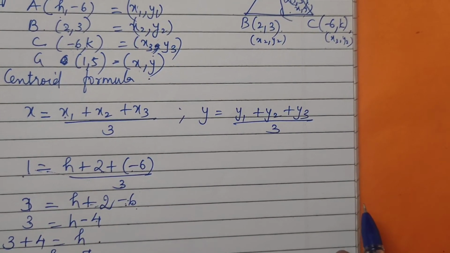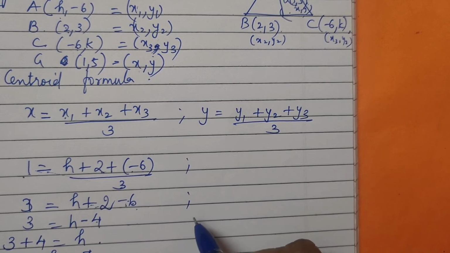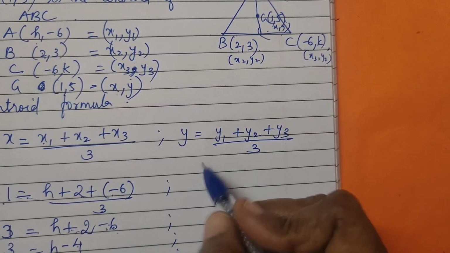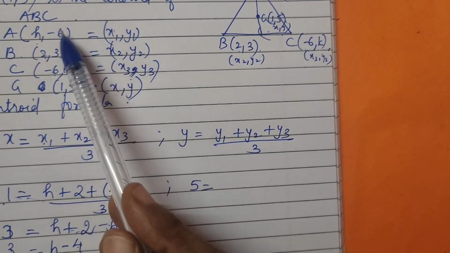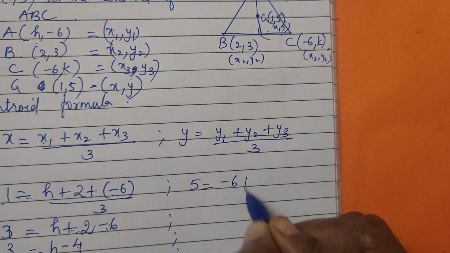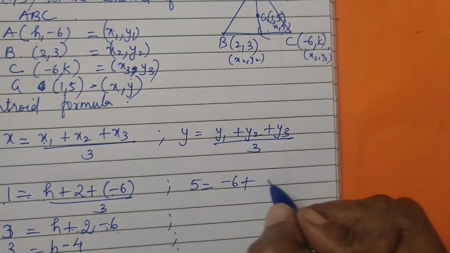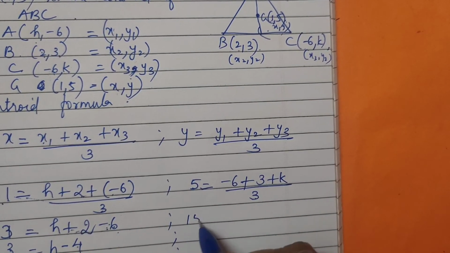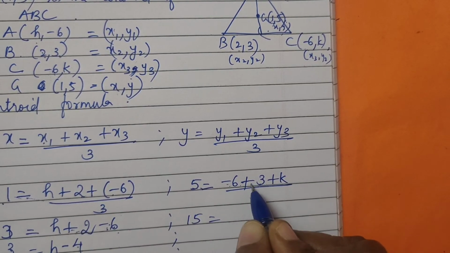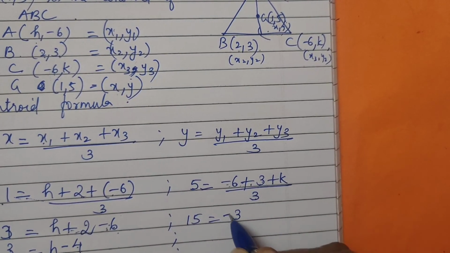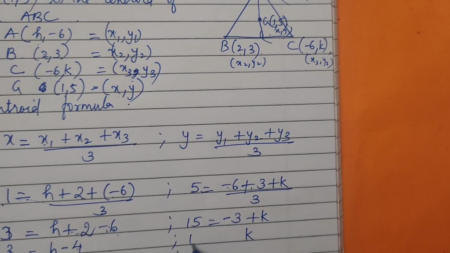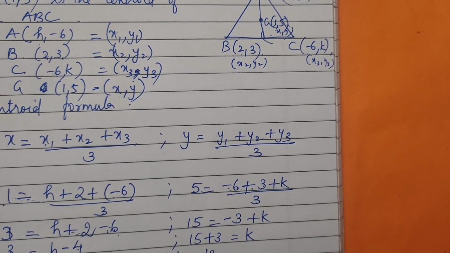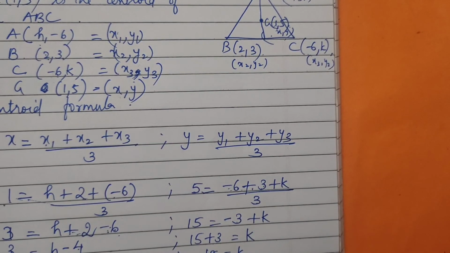We need to find the k also here. Yes. So we put a semicolon in between like this. For the y we are going to do y. Where is our y? That is 5 here. Assign it. And then all the second column: minus 6 plus 3 plus k upon 3. This 3 goes here. 5 into 3, 15. And minus 6 plus 3 is minus 3, plus k. Let the k be here, 15, minus 3 goes there, plus 3. So 15 plus 3 is 18. So you got k equals 18.